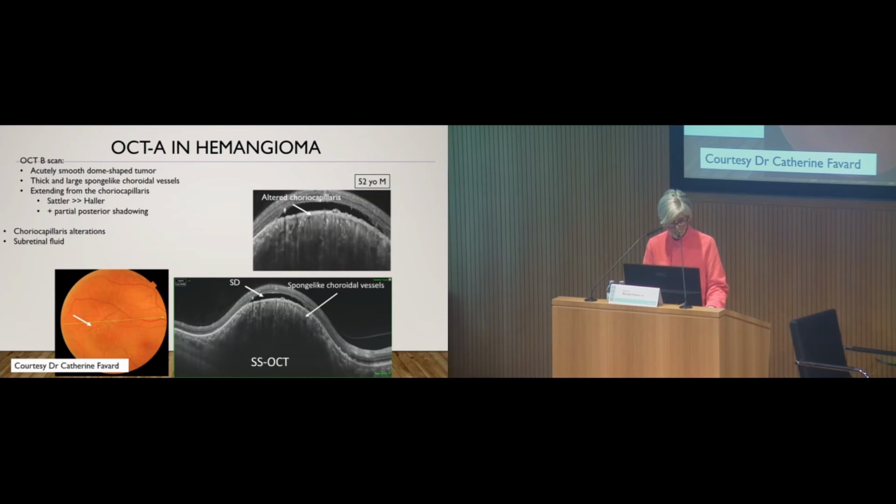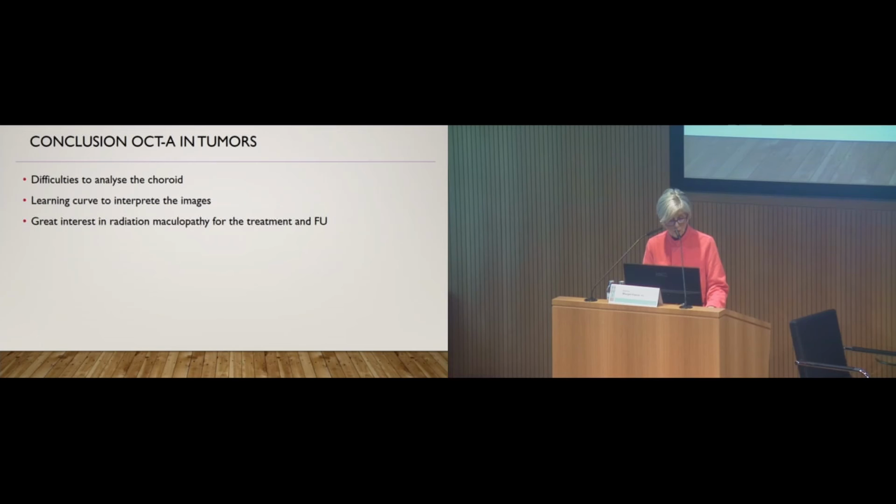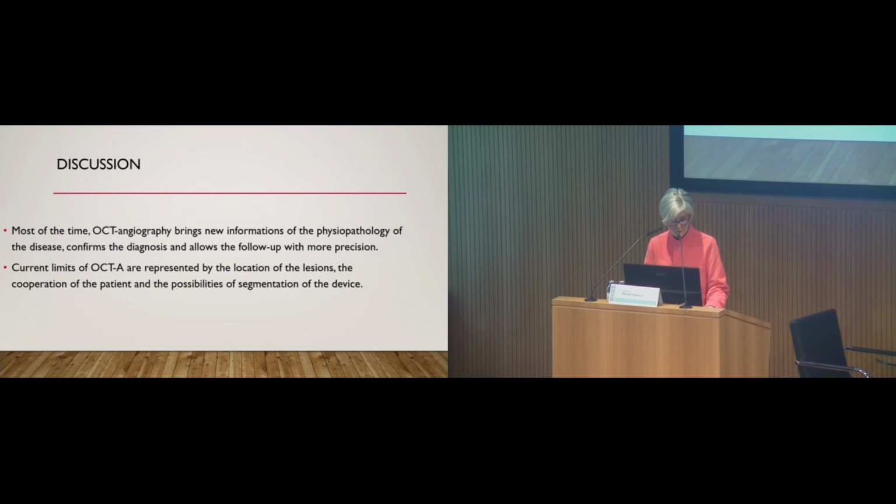A few words for tumors. In this case of hemangioma, OCTA is able to show the large dilated intratumoral choroidal vessels with some loops surrounded by a peripheral hypersignal rim, but it's sometimes difficult to analyze the choroid in tumors. And there is a learning curve to interpret the images.